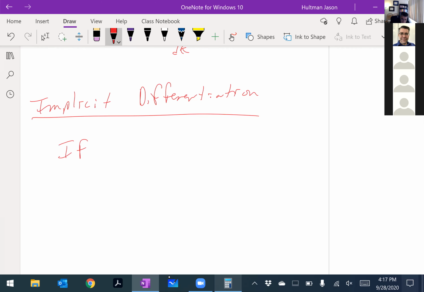Okay, if f of x y is equal to 0, then dy/dx, the derivative of y with respect to x, is equal to negative partial of f with respect to x over the partial of f with respect to y. Okay, so that's kind of interesting.